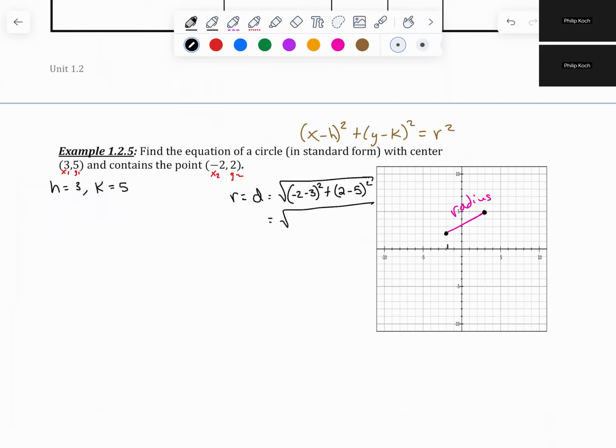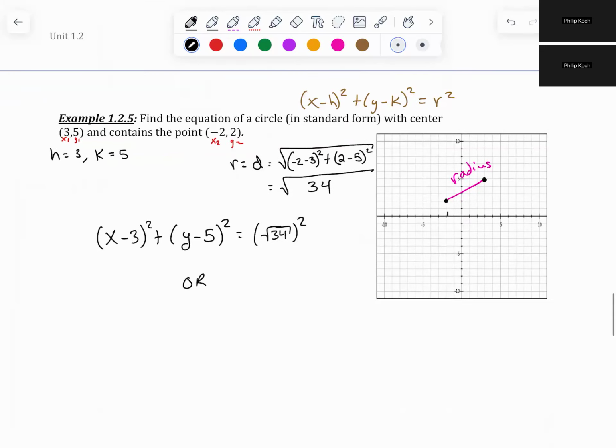25 plus 9 is 34. Right? 25 plus 9 is 34. Yes. So that means that the equation is x minus 3 quantity squared plus y minus 5 quantity squared is equal to the square root of 34 squared, or preferably x minus 3 squared plus y minus 5 quantity squared is equal to 34.